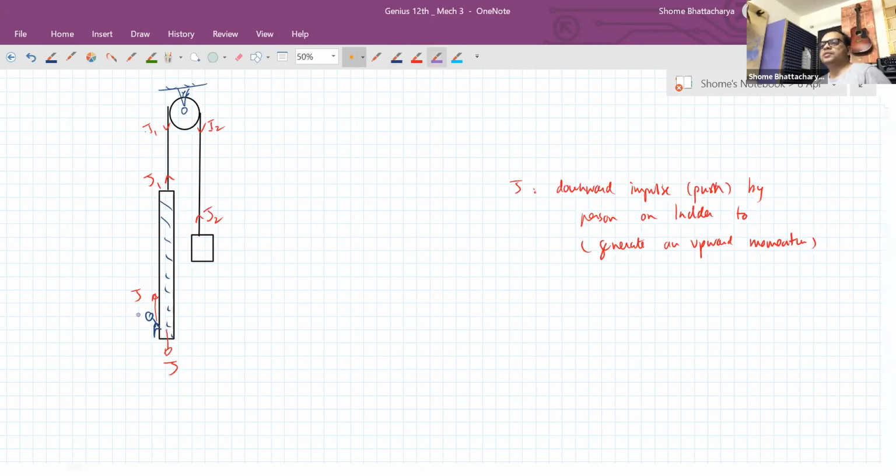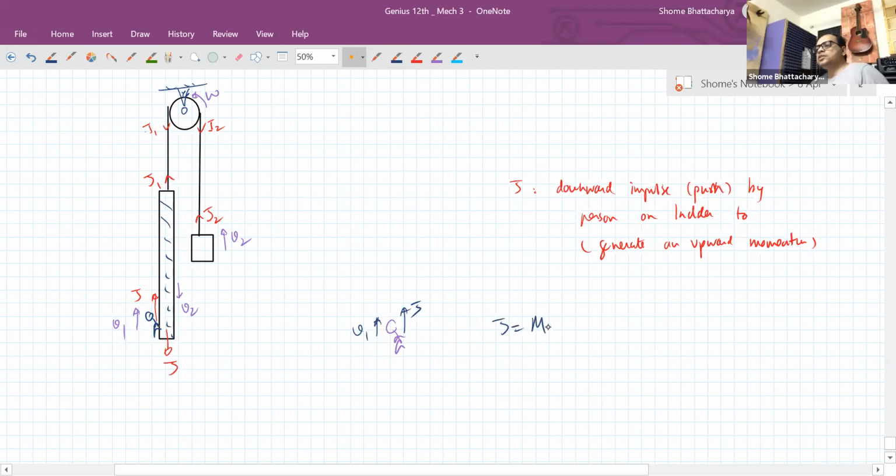So as a result of these impulses, the person develops an upward velocity, let's say V1. The ladder starts to come down at V2. This starts to rotate at omega. And because of thread length conservation, this will also have an upward velocity of V2. So on the person, if you look at his free body diagram, and we apply impulse momentum, you will see J is equal to mass of the person into V1. So J is equal to 40 V1 because his mass was 40 kg.